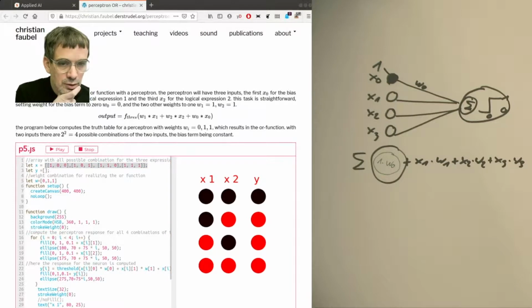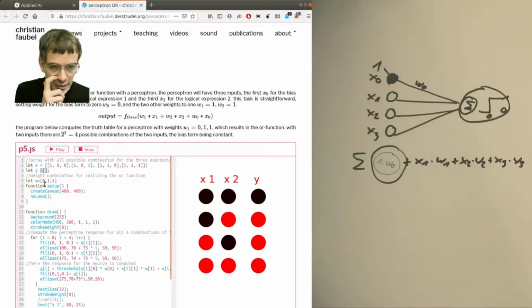The first term is not visualized. This is actually the bias term, the one that is always 1. You see here in every combination this term is 1, and then comes x1 and x2. So this is our input vector, the output vector is computed, and then something important here is the weight vector.